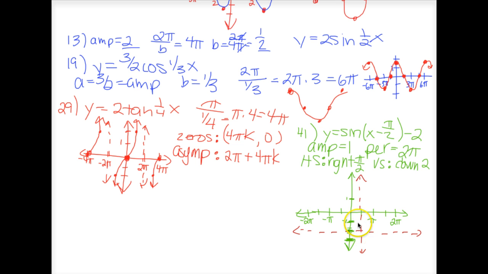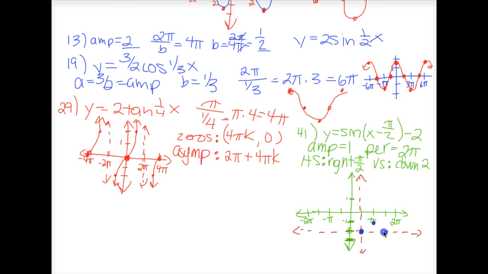So sine curves start on the midline. So that means they start right here at the intersection. So right here, midline. Next mark is going to get a maximum. Since the amplitude is 1, that's up 1 unit.